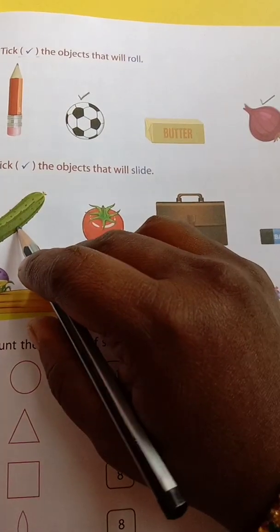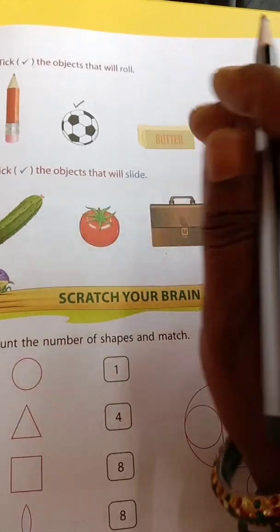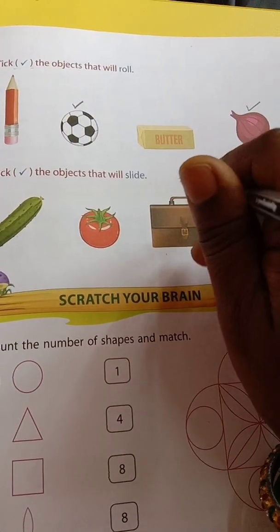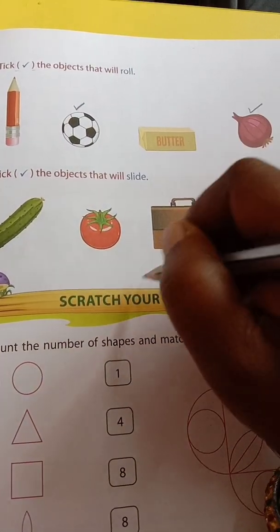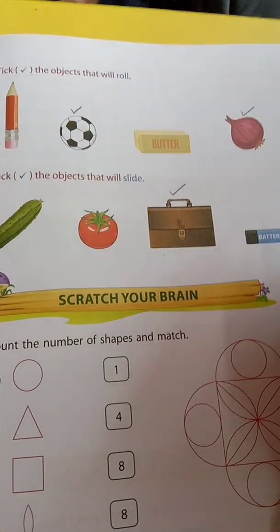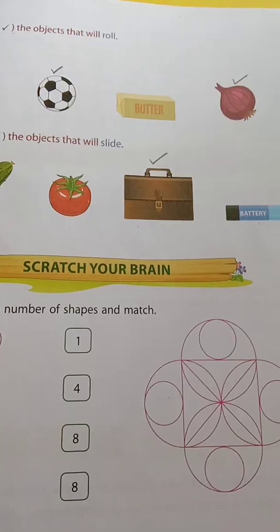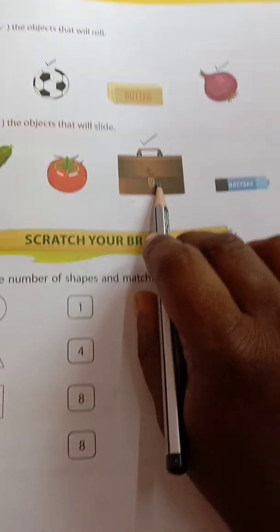See a cucumber, it will roll. And if we push the tomato, it will roll. A suitcase, if we push the suitcase, it will just slide. It will not roll. A battery will roll. Okay, only a suitcase can slide. All other things will roll.